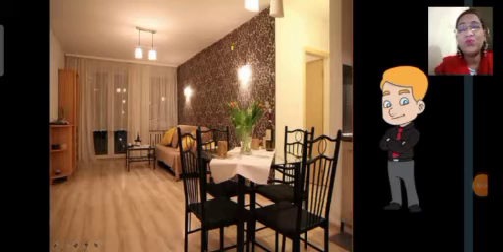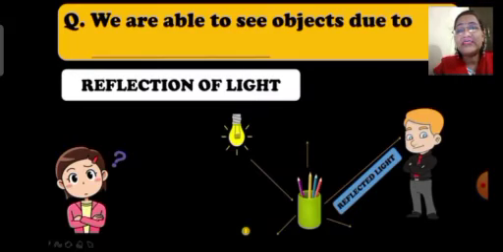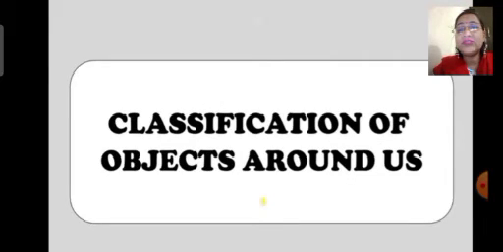So now we can conclude that objects are seen when light falls on them, and when light falls on an object, some light gets reflected. This reflected light comes back to our eyes, and we are able to see the objects present around us. I hope children you understood this concept. Now answer my question. We are able to see the objects around us due to dash. Your answer will be: because of reflection of light, we are able to see the objects present around us.